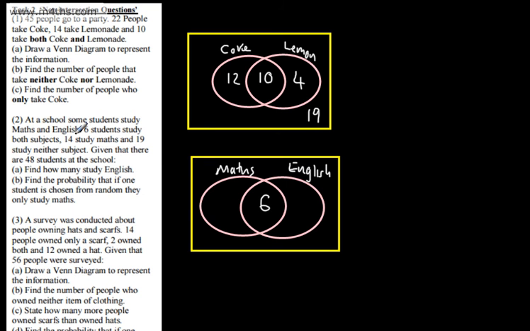Okay, 14 students study maths. So I need to fill this out. I've got 6 here. Well, 14 is going to give us 8 now. 14 minus 6 is 8. I'm not going to put 14 in here, because if I put 14 in there, it tells me that 20 are studying maths. 19 study neither subject. So 19 is on the outside.